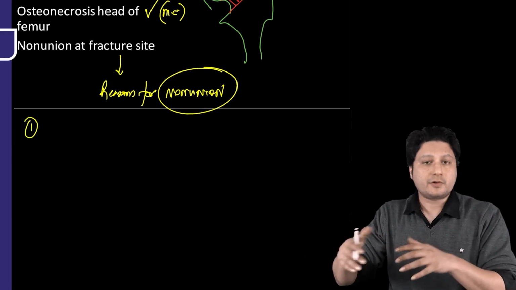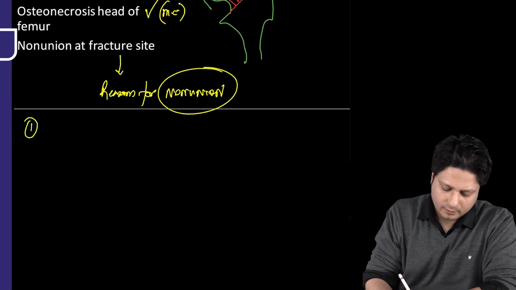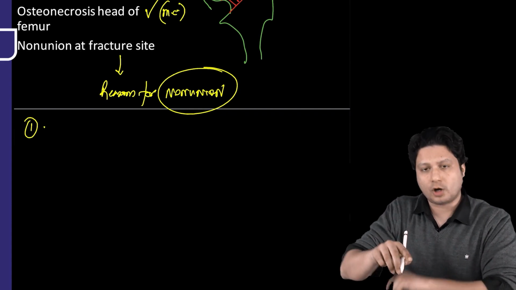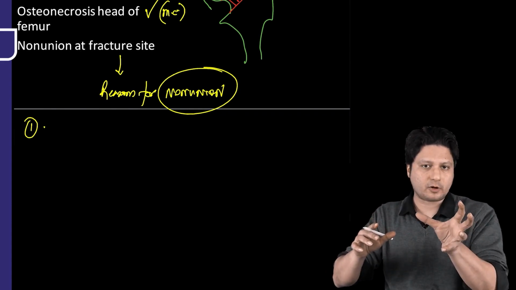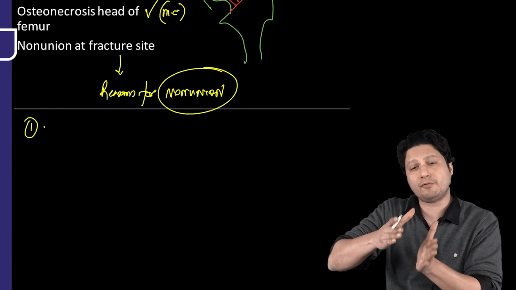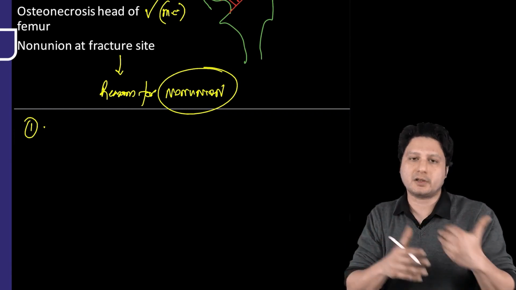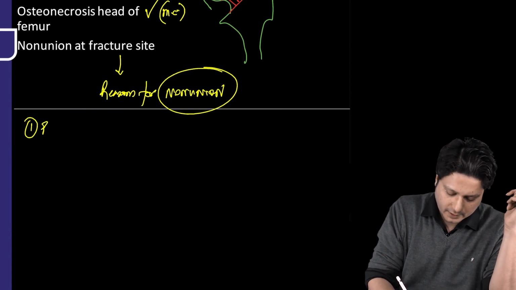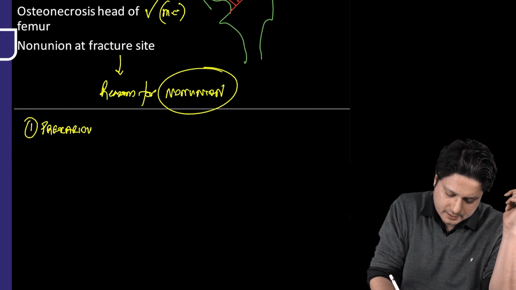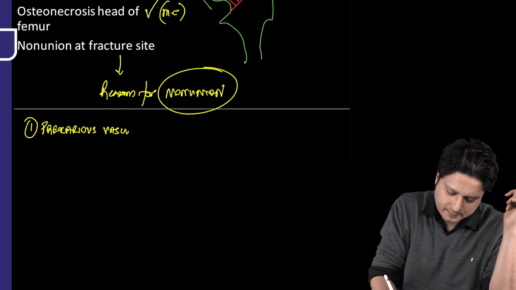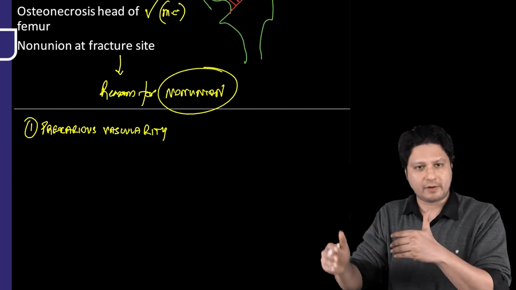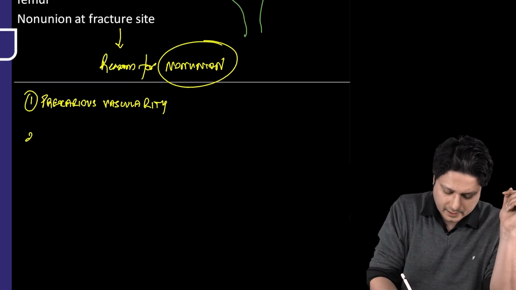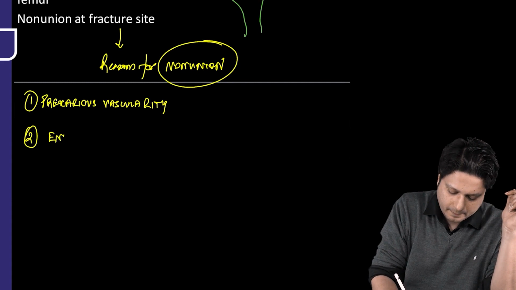So the first reason is related to the vascularity. A fracture in the neck of femur, or the proximal aspect of the femur including the head of the femur, has a relatively precarious vascularity, insufficient vascularity. All right. So the first reason which is attributed is a precarious vascularity. That means insufficient vascularity.